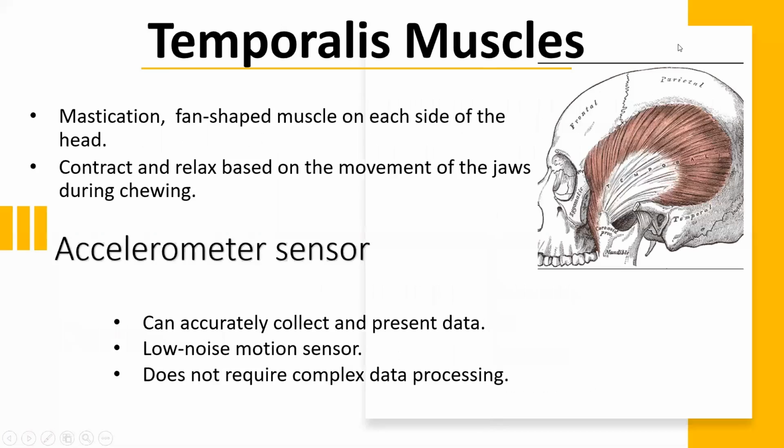As a result, we came up with the idea of tracking the mastication muscle, the temporalis muscle, which is a fan-shaped muscle located on each side of the head, which contracts and relaxes based on the movement of the jaws during chewing. We use an accelerometer sensor to track the movement of the temporalis muscle. An accelerometer is a low noise motion sensor, which does not require complex data processing.